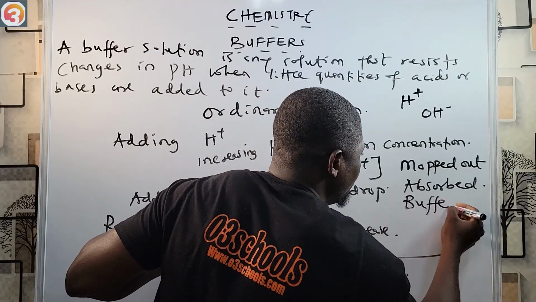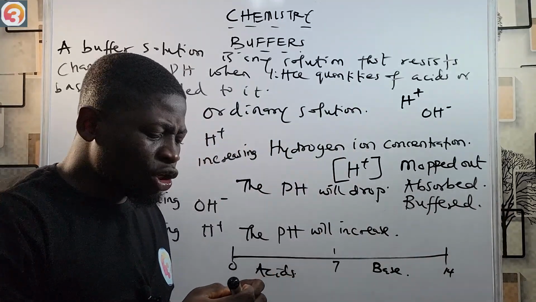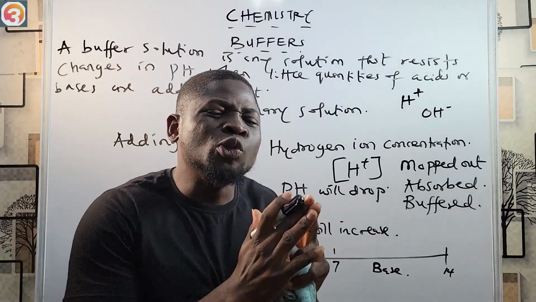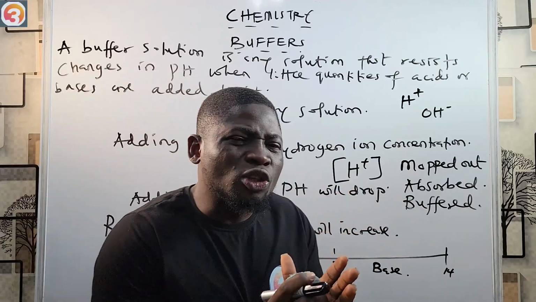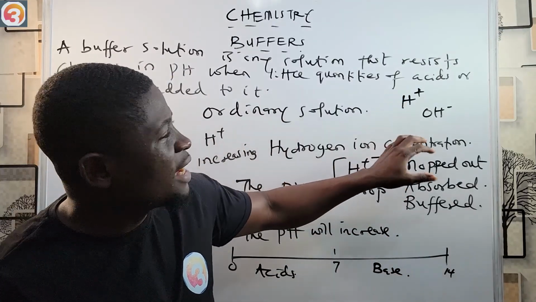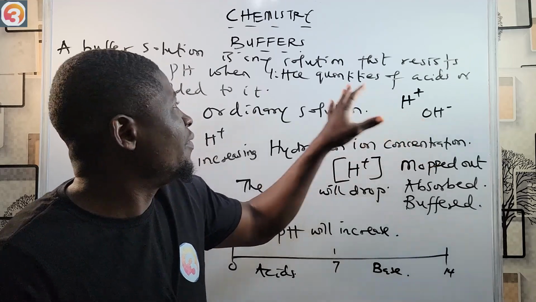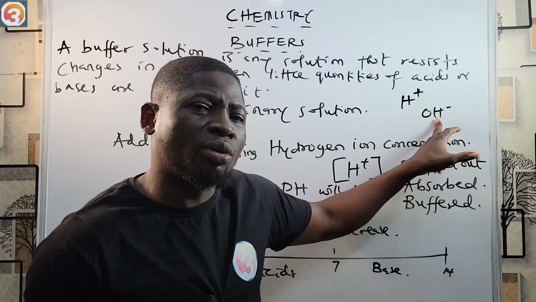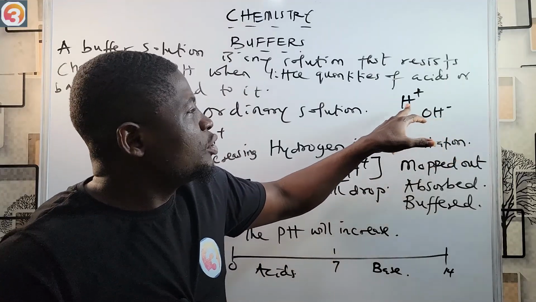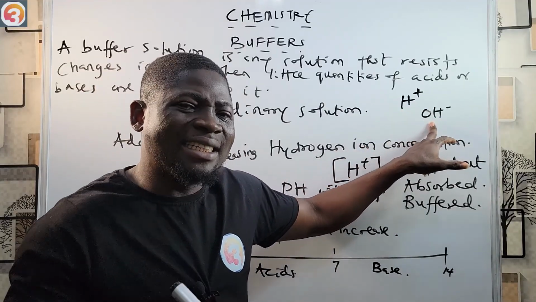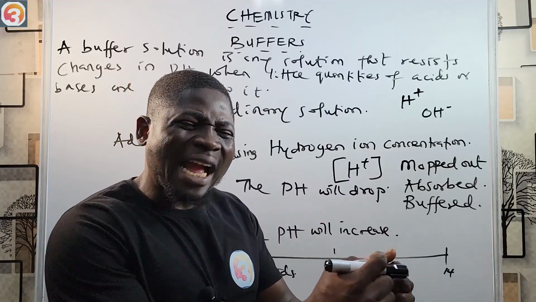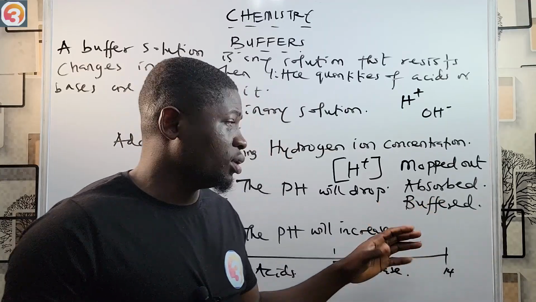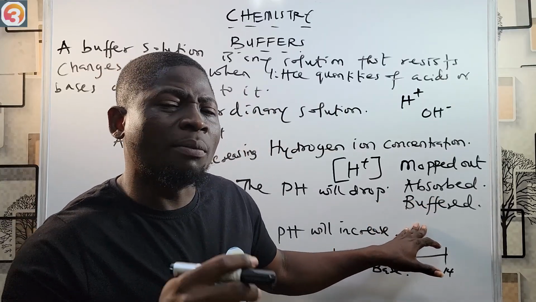They are absorbed, or they are buffered. We say they are buffered from the solution, so that their effect is not seen, so that their effect is not noticeable. So when we are adding hydrogen ion, adding acid to buffers now, it also means we're adding hydrogen ion or the hydroxyl ion to the solution. But the difference is that the hydrogen ions or the hydroxyl ion that are added are mopped out. They are absorbed. They are buffered. So this is what happens in buffers.